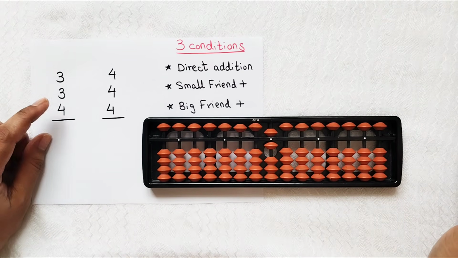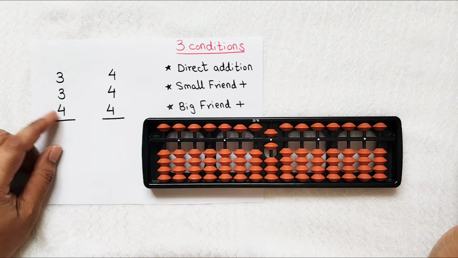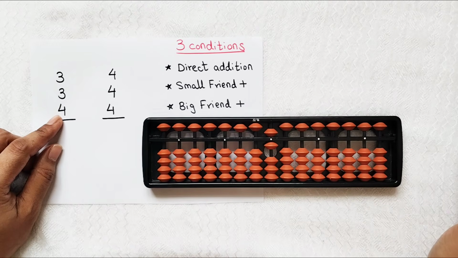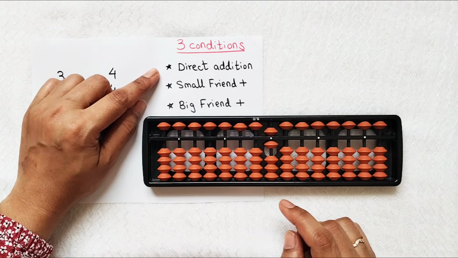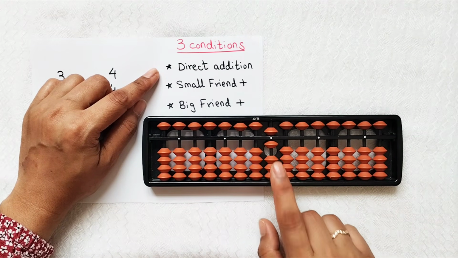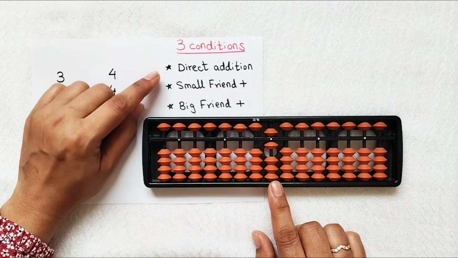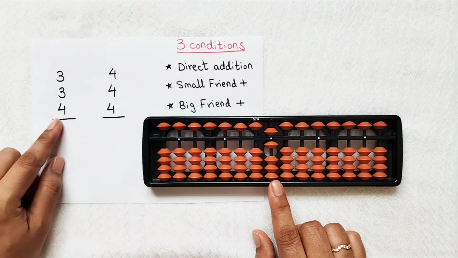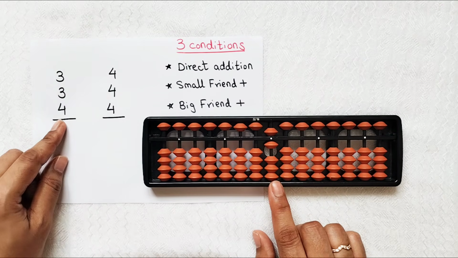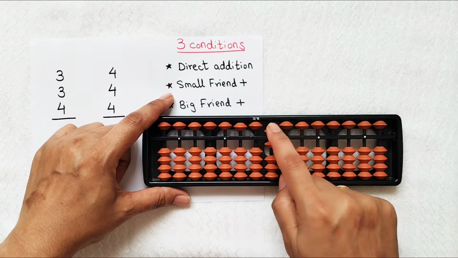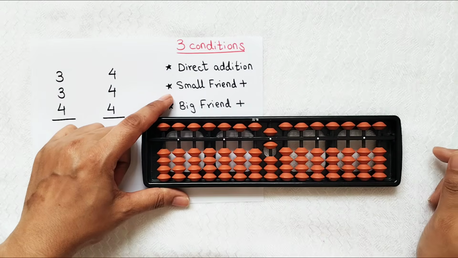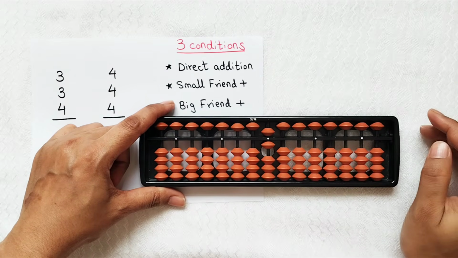Okay, and the next one, 4. The next number is 4 here. So first option, direct addition. Can we do direct addition here? No, direct addition is not possible. Next one, small friend. Now 4 is a small number, right? So can I use small friend? No, I cannot use small friend because 5 bead is already in use.